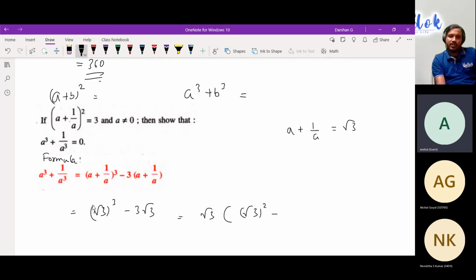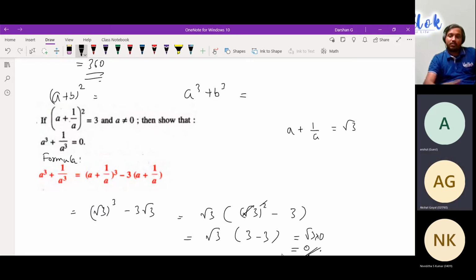Whole square minus 3 got cancelled. So this is root 3 into 3 minus 3. Answer is root 3 into 0. Answer is 0. So expansion chapter proves that you have to know the formula as well. So remember your formula as well, so that you can solve questions.